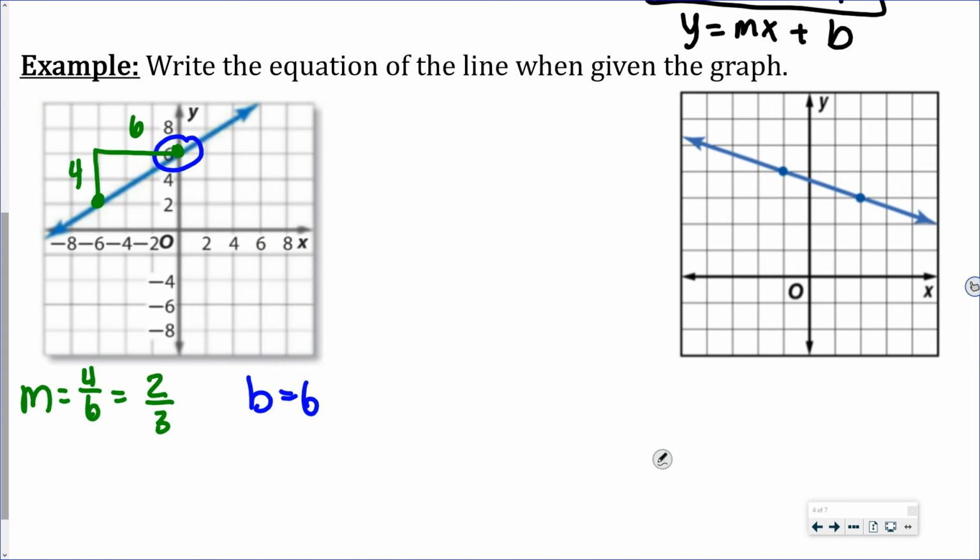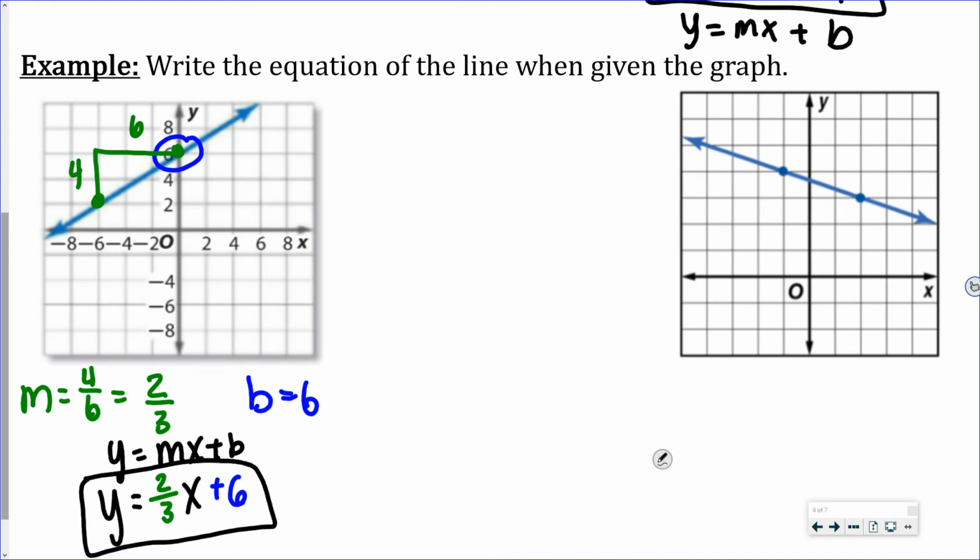All right, now for this one, I can jump right to slope-intercept form because now I know my slope. I just had to do a little bit of math. And I know the y-intercept is 6, so it'd just be plus 6. And that right there, folks, is the equation of that line.